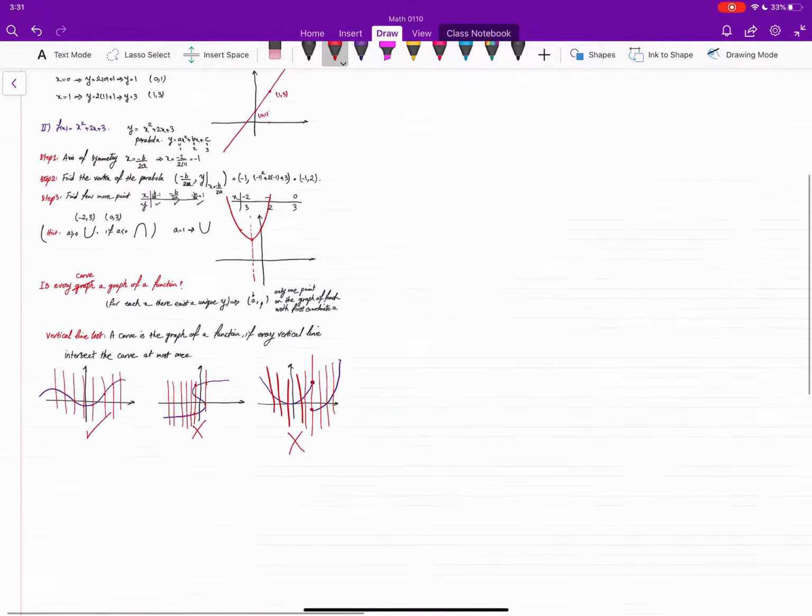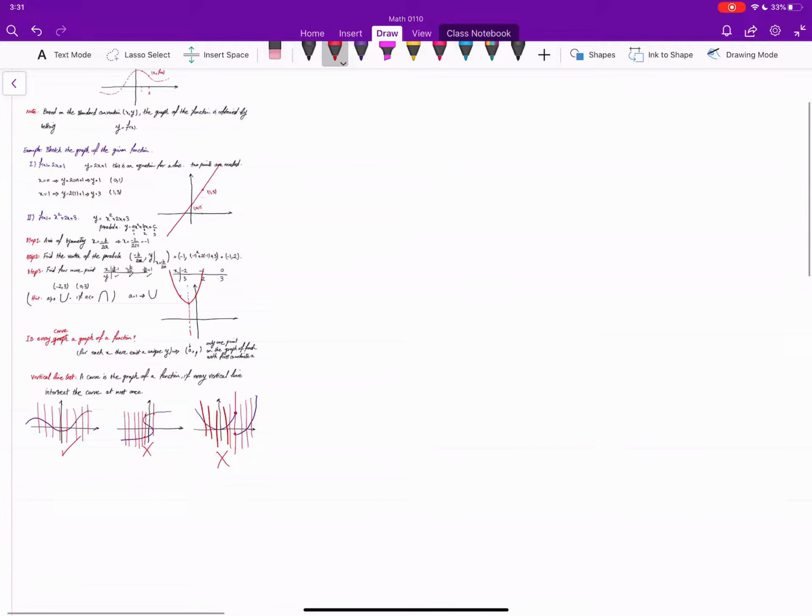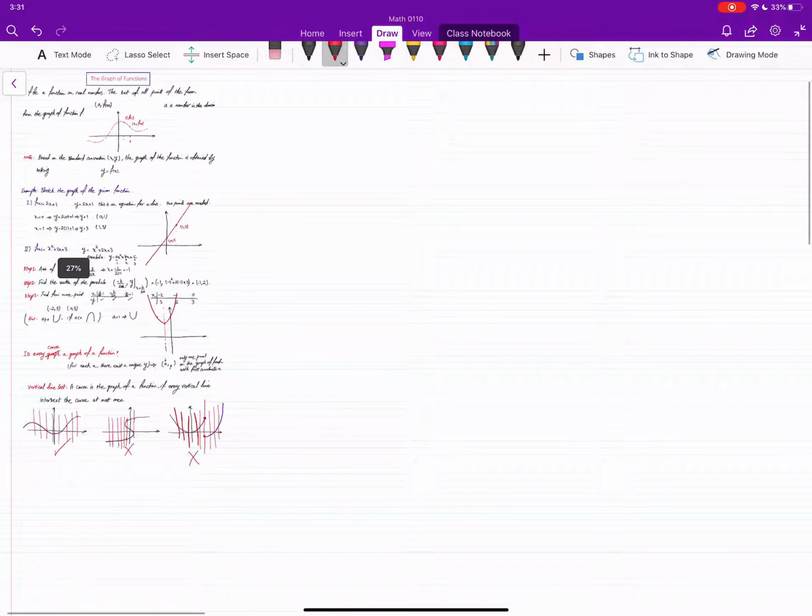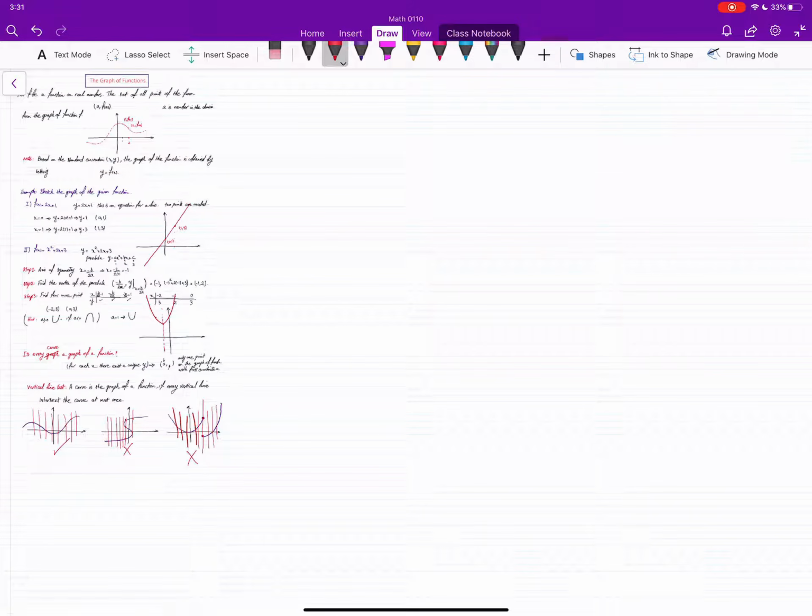Okay, so in this video we learned basically what the graph of a function is, how you sketch it if you know the right curve, and then the test called the vertical line test, which says when a curve is the graph of a function.